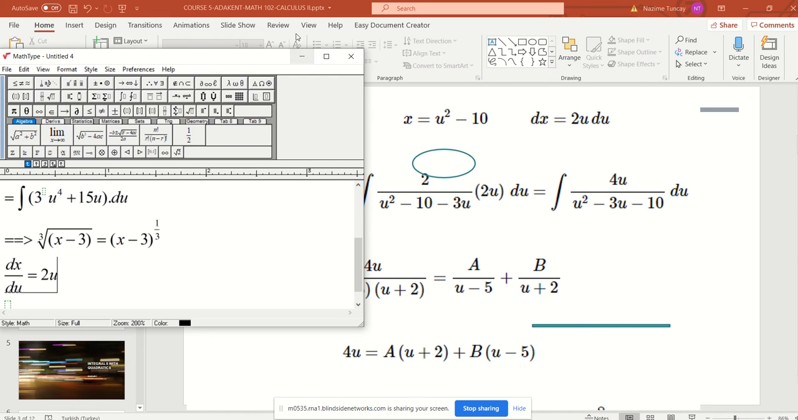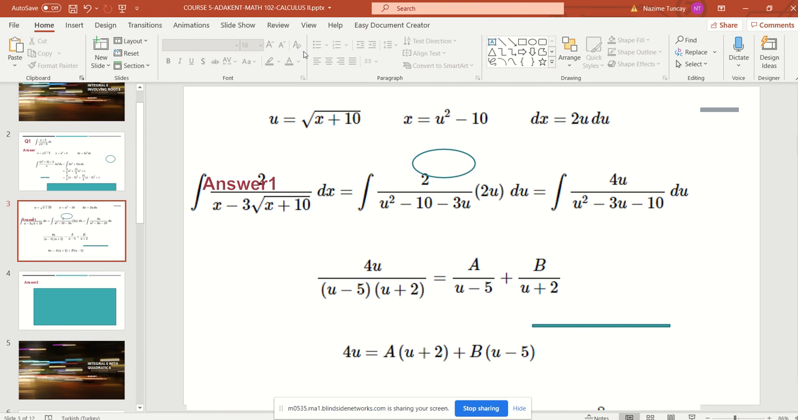Yes, for finding the answer here, you see that we are using A and B.